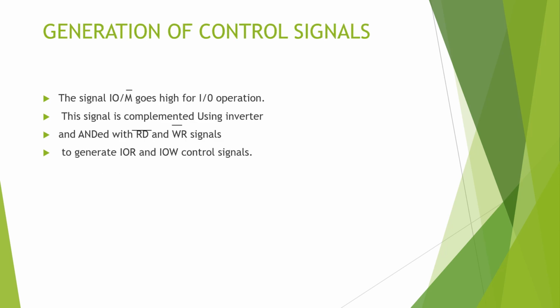The signal IO/M goes high for input output operation. This signal is complemented using the inverter, and it's ANDed with the read and write signals to generate the input output read and input output write control signals.